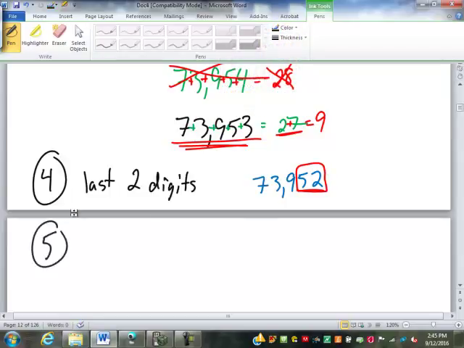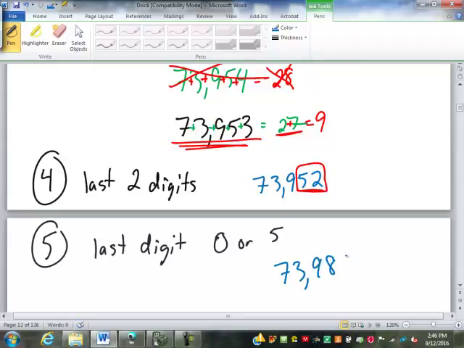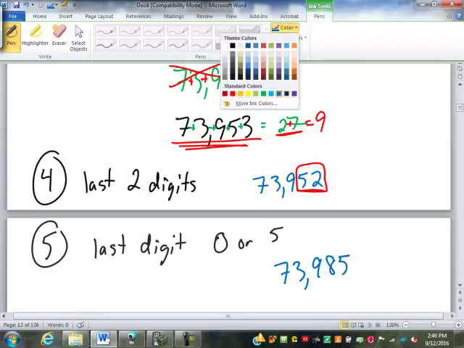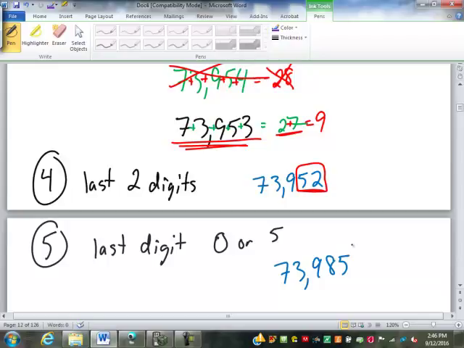For 5, anybody tell me how you can tell if a number is divisible by 5? Last digit. You got it. Last digit is 0 or 5. So here, 73,985. We don't care about anything except for that last digit. Since that is a 5 or a 0, it's divisible by 5.